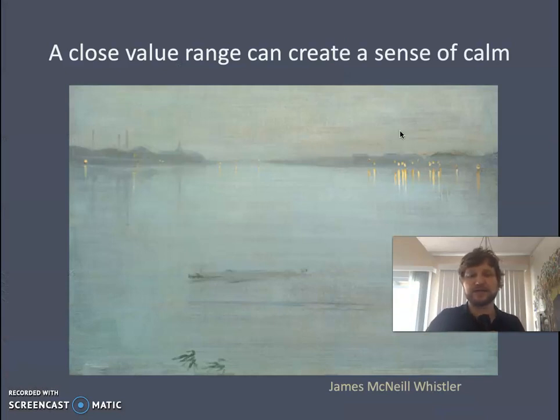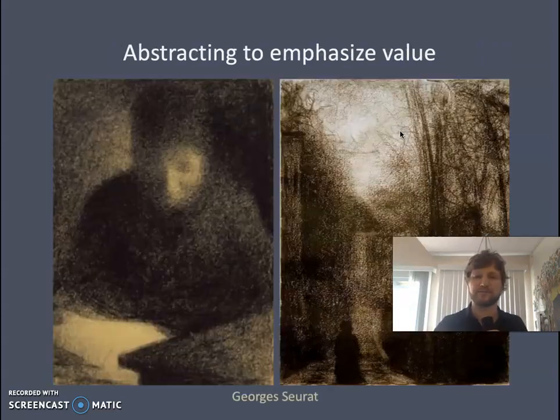And a musical analogy to this would be like if you hit a really high note on a stringed instrument or any instrument and you hit a really low note, that's going to feel dramatic. But if you hit notes right next to each other, then that's going to be much more calming, right? So it's the same thing in art. If you use values really disparate from each other and really close to each other at the same time, that creates a sense of drama. And then if you use values really close to each other, that creates a sense of calm.